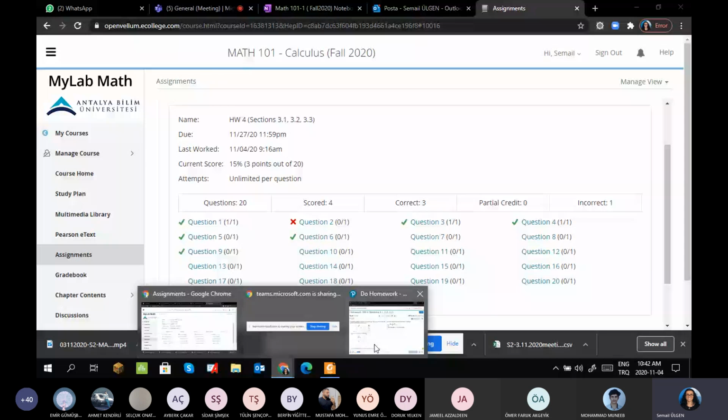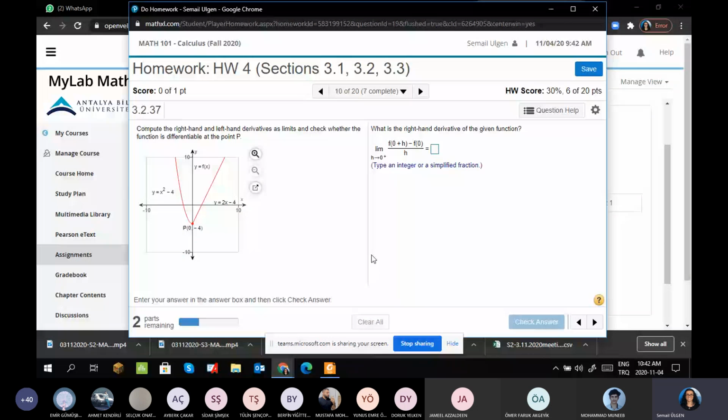Okay, let's get back to this question. Compute the right-hand and left-hand derivatives as limits and check whether the function is differentiable at the point P. In my lecture, I gave an example for the absolute value of x. We calculated the right-hand derivative and left-hand derivative, and we saw that they don't agree. So the absolute value function is not differentiable at 0. I showed it in the lecture.